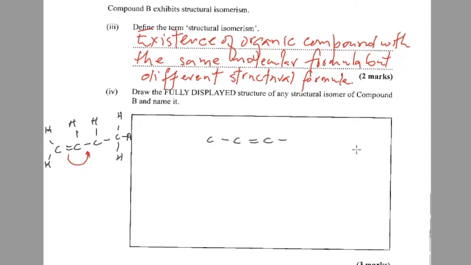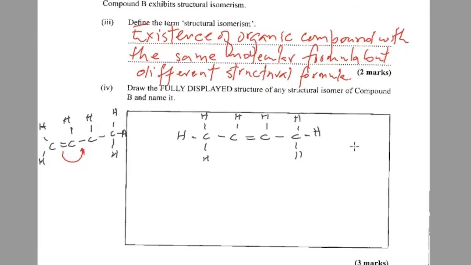So the carbon-carbon double bond is now in the middle, so we have to take care to ensure that each carbon atom is still participating in it. So there we go. Still have the same molecular formula, C4H8, and the name of this would be but-2-ene.